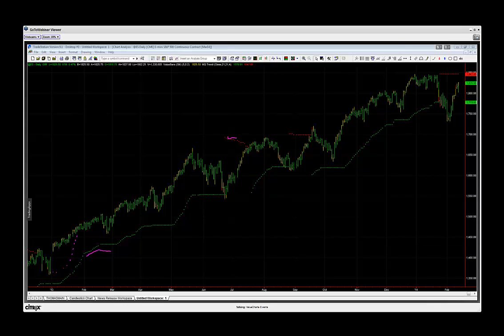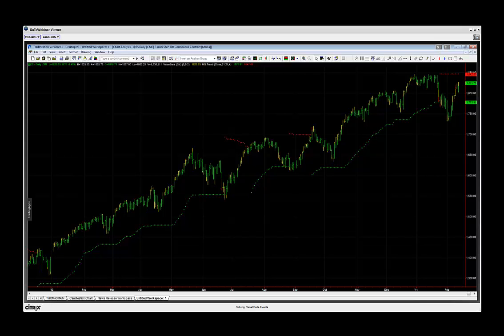The way you use this indicator is, if it has green dots, it means that it is in an uptrend. If it has red dots, it means it's in a downtrend. The way it shifts from uptrend to downtrend is if you get a close below the green dots, it's going to shift it to a downtrend. If you get a close above the red dots, it's going to shift it to an uptrend.